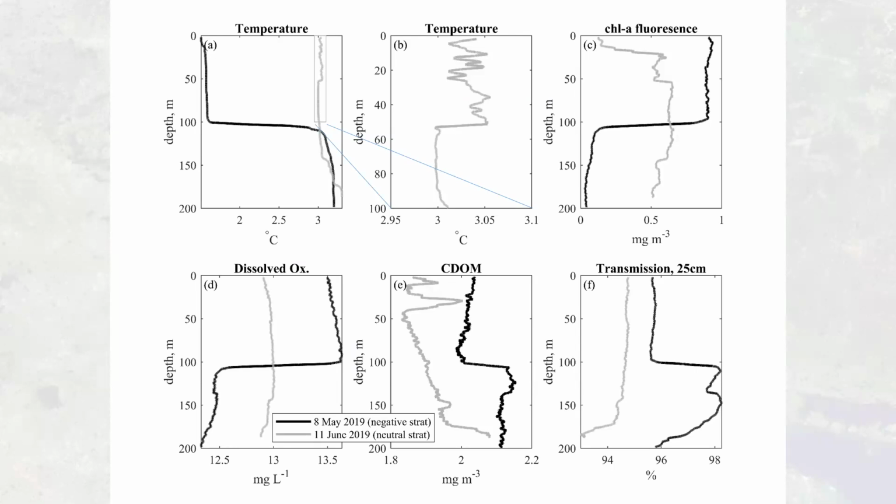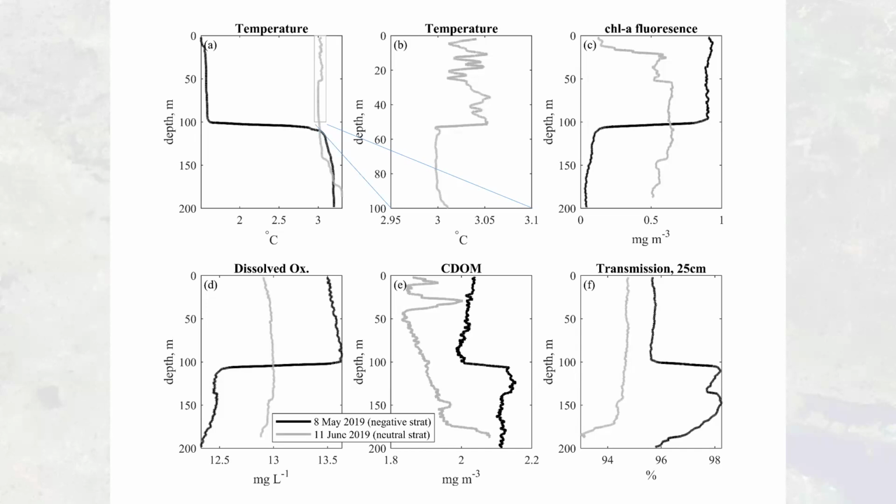And so these are two profiles. These are profiles of a whole bunch of different properties that were taken with a profiling instrument from the Blue Heron on 2 days, the 8th of May in 2019, and then the 11th of June, a little bit later that year. The temperature profile on the 8th of May has a very, very strong gradient at right around 100 meters. So we have very cold water sitting on top, right at the freezing point.